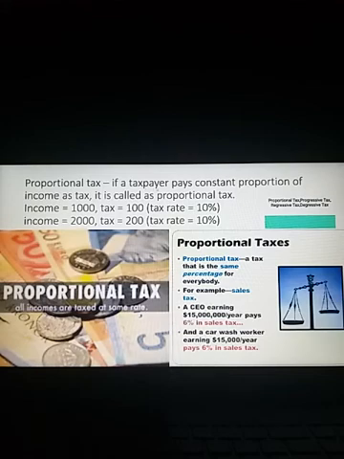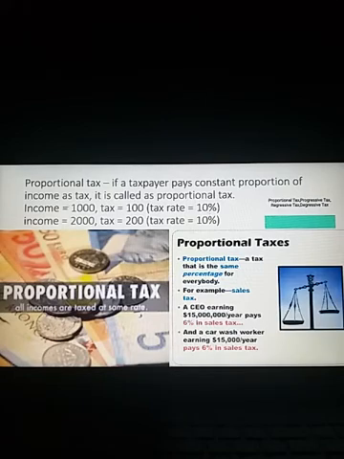If a taxpayer pays a constant proportion of his income as tax, then it is called a proportional tax. Observe, I repeat, if a taxpayer pays a constant proportion of income as tax, it is called proportional. Observe an example given here. If the income of an individual is 1000, and he is paying tax of rupees 100, then the rate of tax will be 10%.